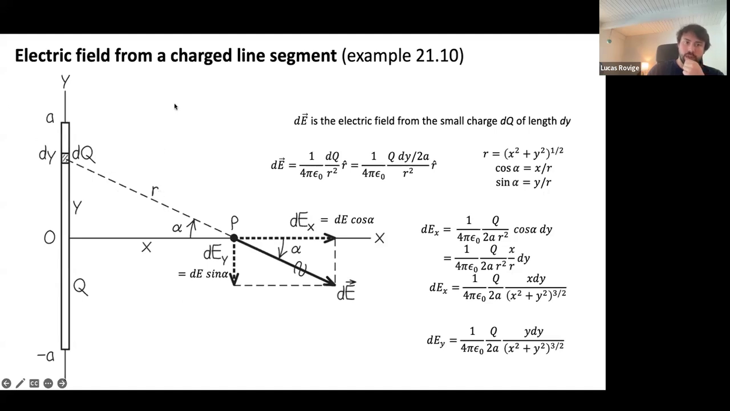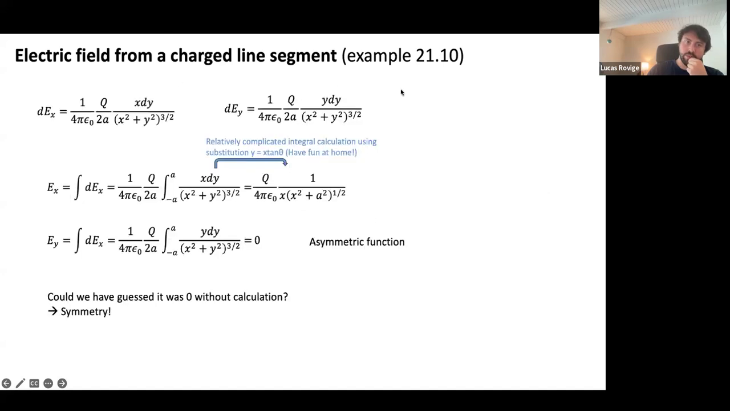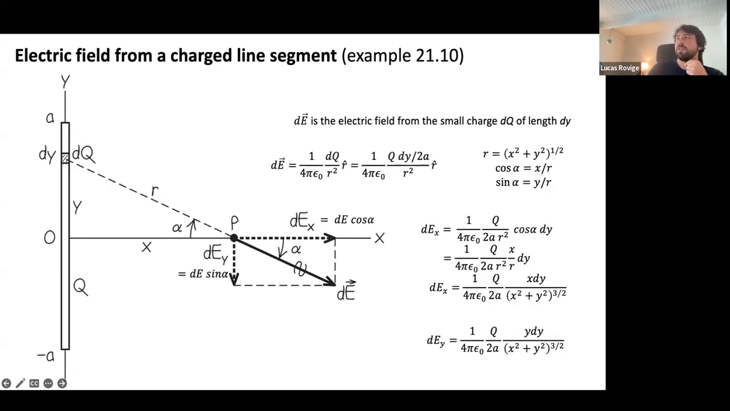And so first we can define the lambda for a line distribution. Here it would be Q, the total charge, divided by the length. Here the length is 2a. So we can remember that lambda is Q divided by 2a, and we'll use that.